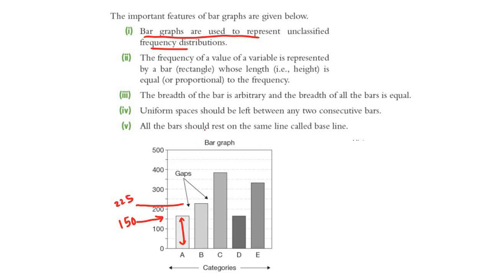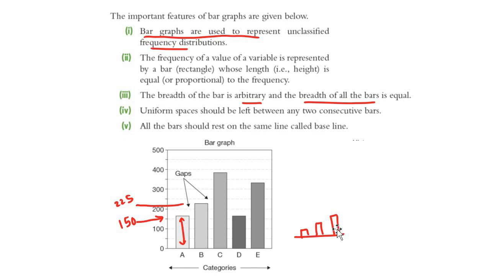Important thing, the breadth of the bar is arbitrary, but the breadth must be the same for all of the bars. And space must be left between them. And a very interesting thing, all the bars must rest on the same line. So if this is the line, they must rest on the same line.